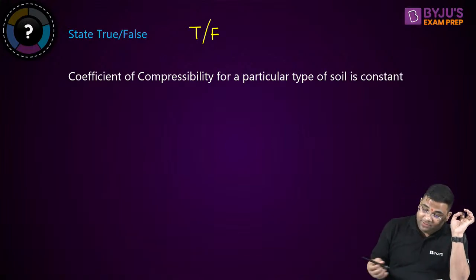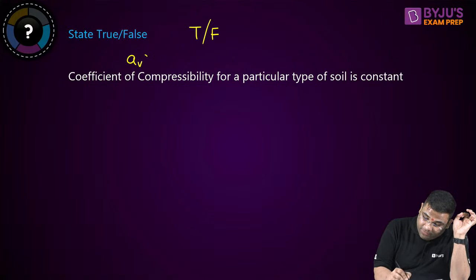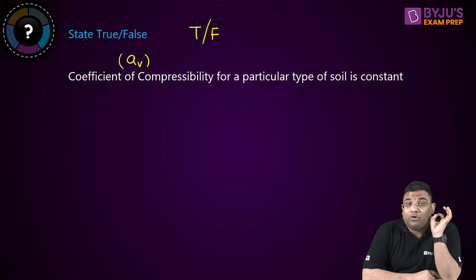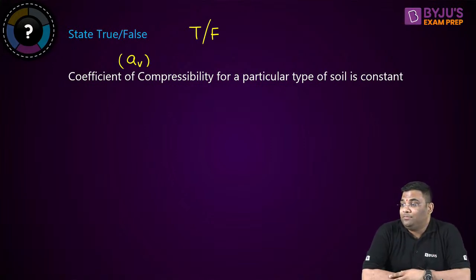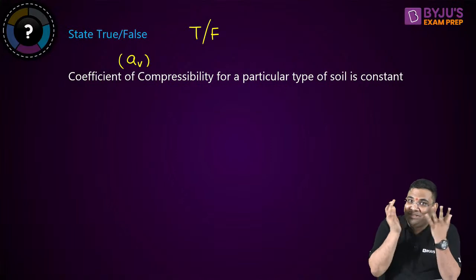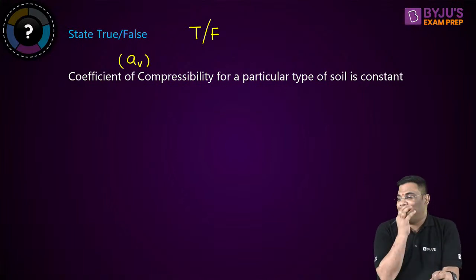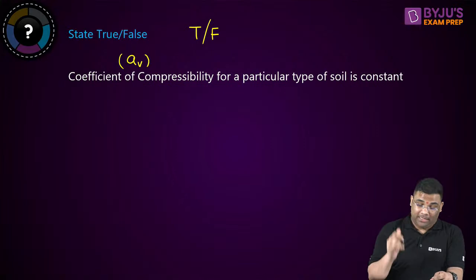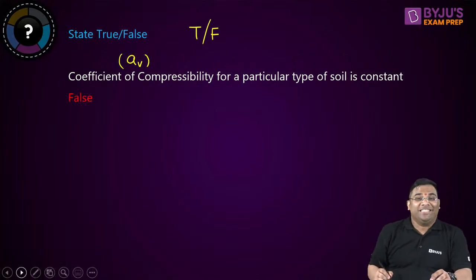Coefficient of compressibility means what? We're talking about AV. Coefficient of compressibility for a particular type of soil is constant. Please mention true or false. No, I don't want yes or no. Write down T or F. Because with yes or no, which is yes and which is no? So T and F. Some people are writing false, many are writing false, very good. Some are writing true also. Yeah, it is false.